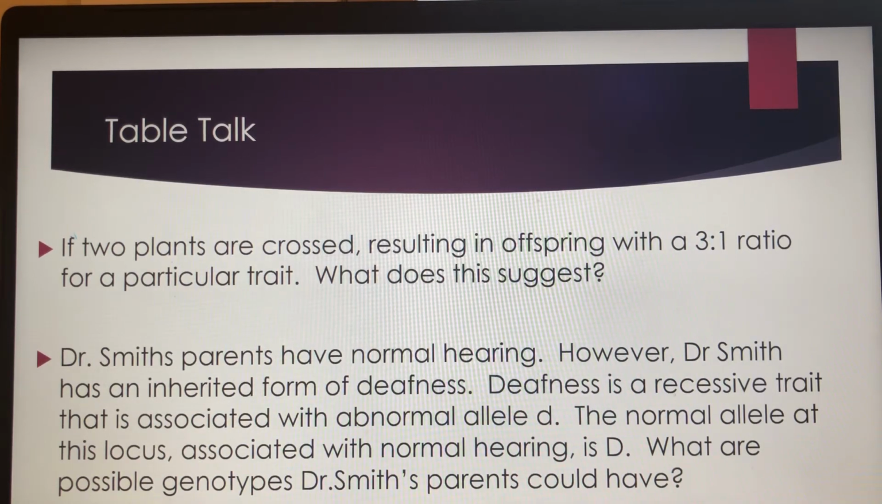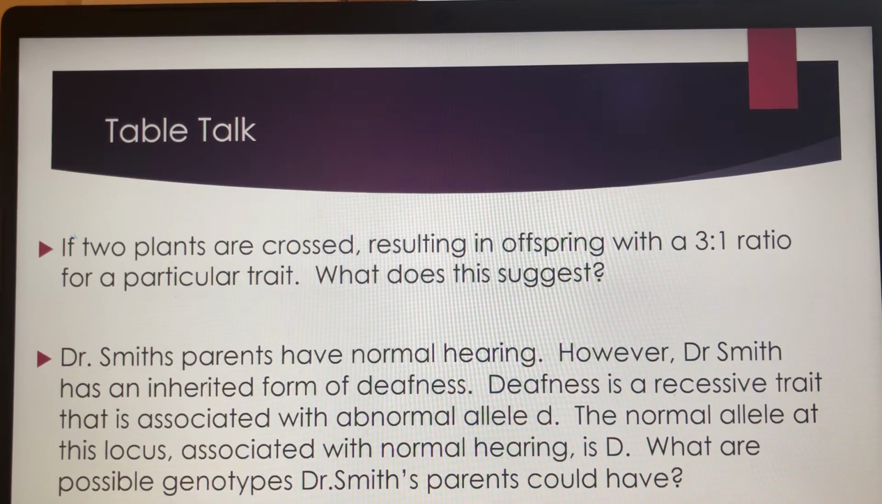If two plants are crossed, resulting in offspring with a 3-to-1 ratio for a particular trait, what does this suggest? Remember how I warned you? You are going to draw these Punnett squares enough that this should be a trigger for you. Oh, that must mean they're heterozygotes. Both mom and dad are heterozygotes for the trait. So that is your answer.